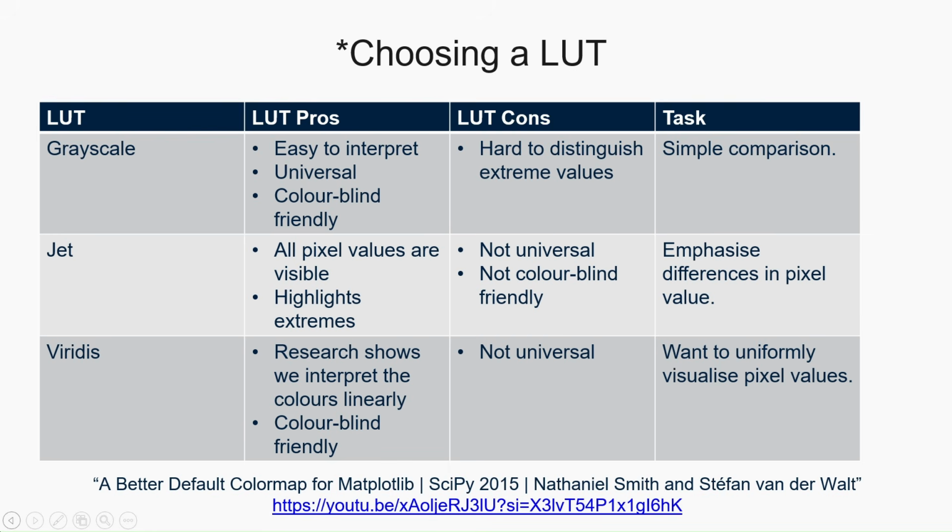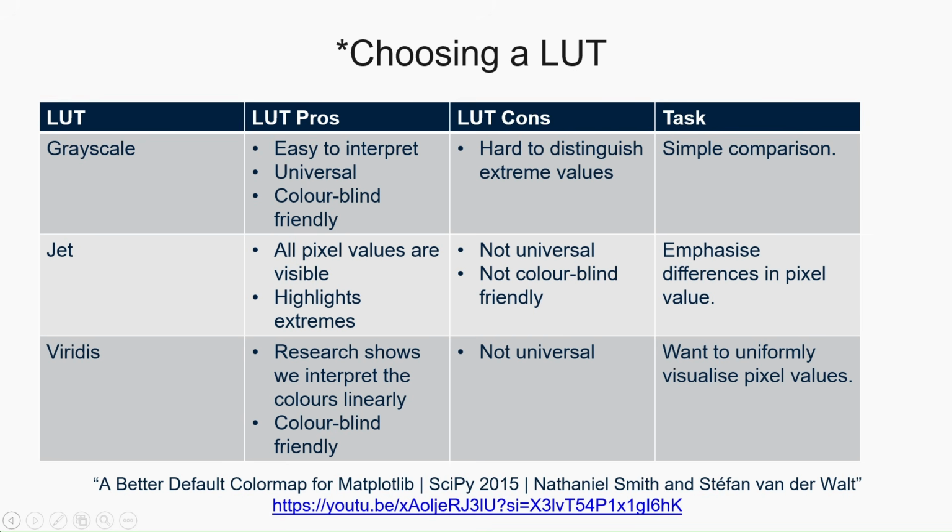Next, the JET lookup table. JET became popular through software such as MATLAB. In JET, low values are shown as blue, intermediate values as green and yellow, and high values as red. One advantage of JET is that it highlights differences across the intensity range and makes extreme values very noticeable. However, JET has important drawbacks. The color transitions are not perceived uniformly by the human eye, and it is not colorblind friendly. This can sometimes exaggerate differences that are not truly present in the data.